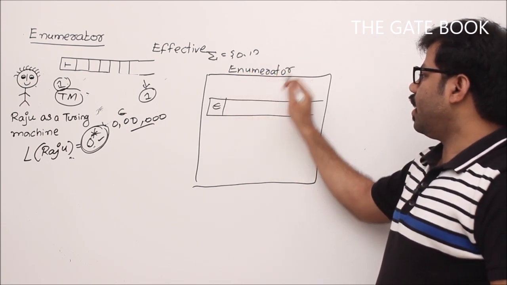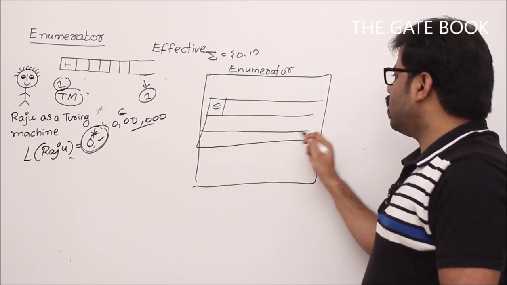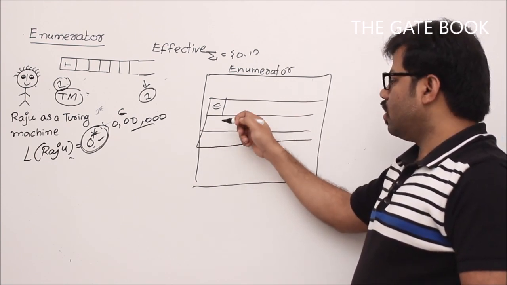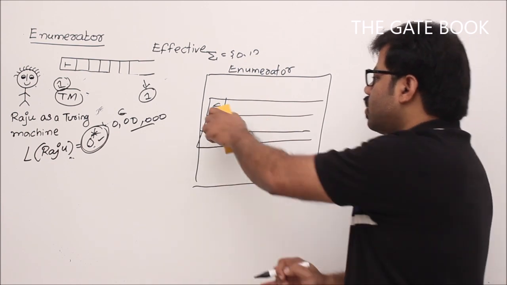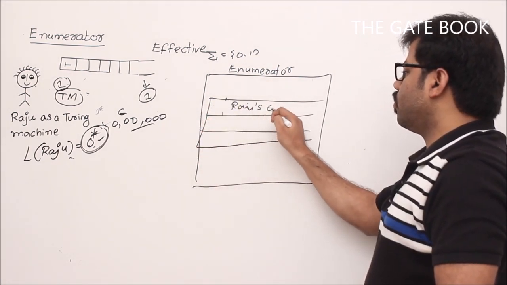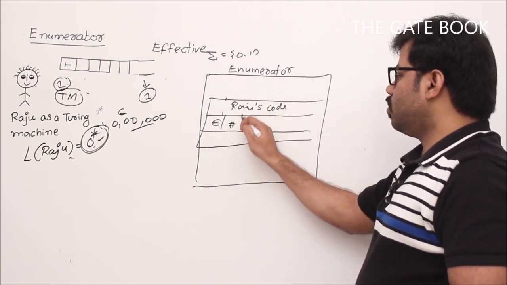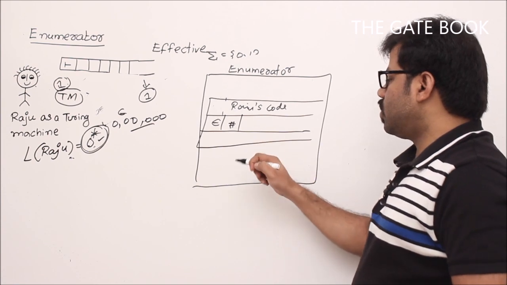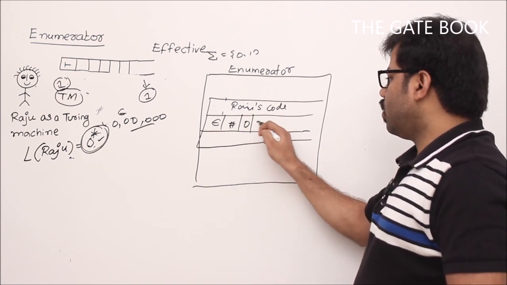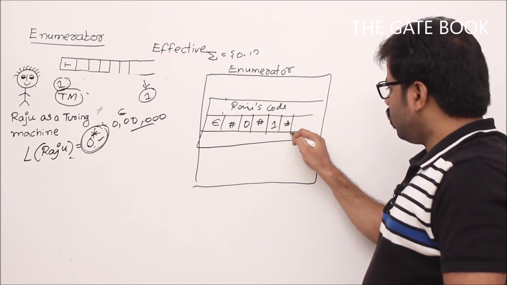Enumerator will have a working tape. On the working tape, imagine multiple tracks for our convenience. On one track, first there will be a Turing machine code. Let's call this Turing machine Raju's code. And this is all possible strings: epsilon, 0, 1, 00, and so on.